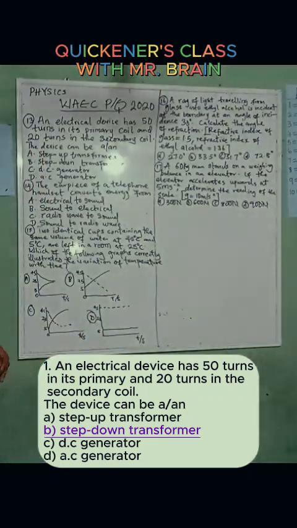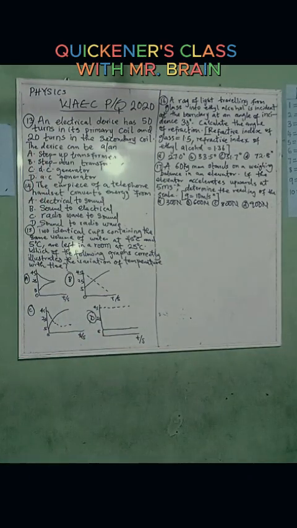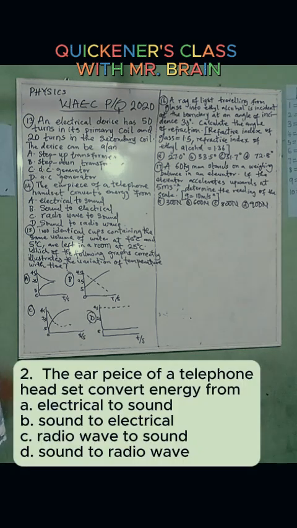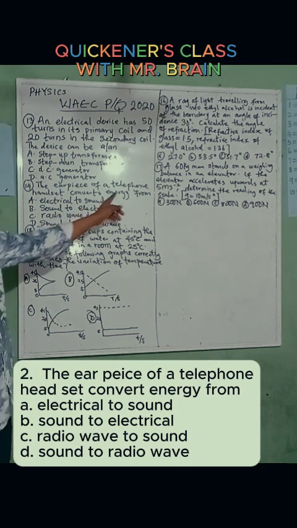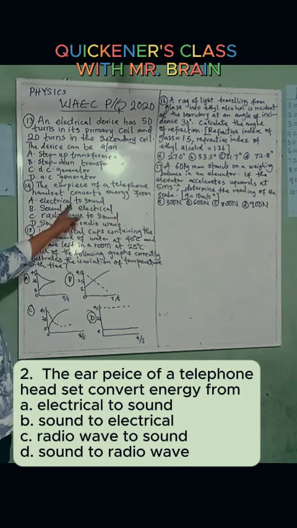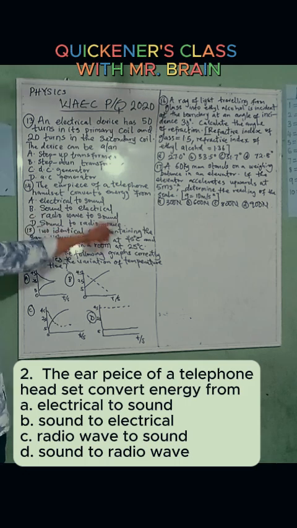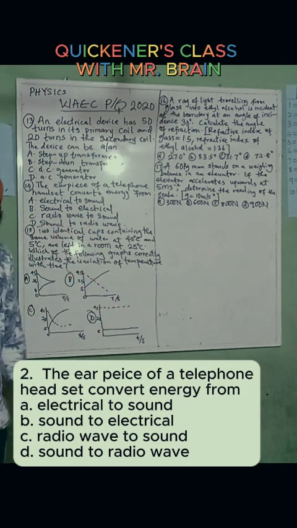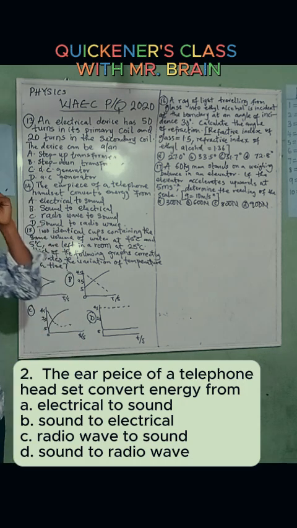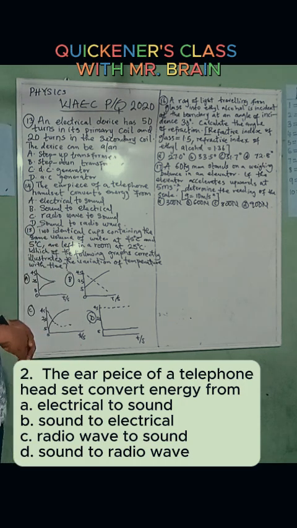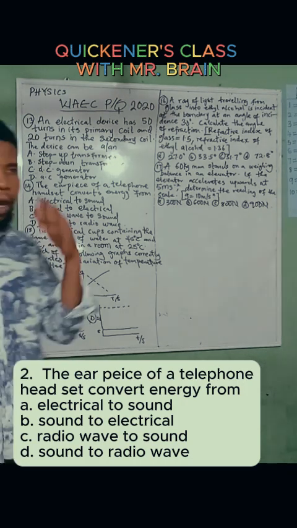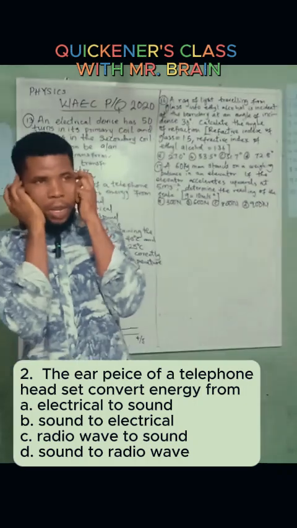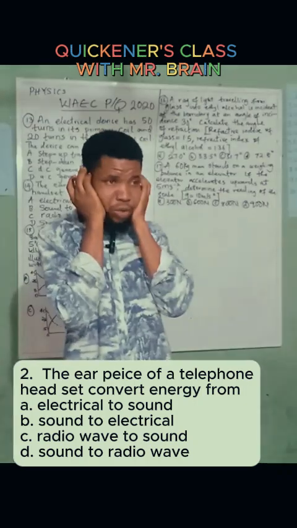Alright, let's move to the second one. The earpiece of a telephone converts energy from what? Electric to sound, sound to electrical, radio wave to sound, sound to radio wave. We're talking of what? The earpiece.